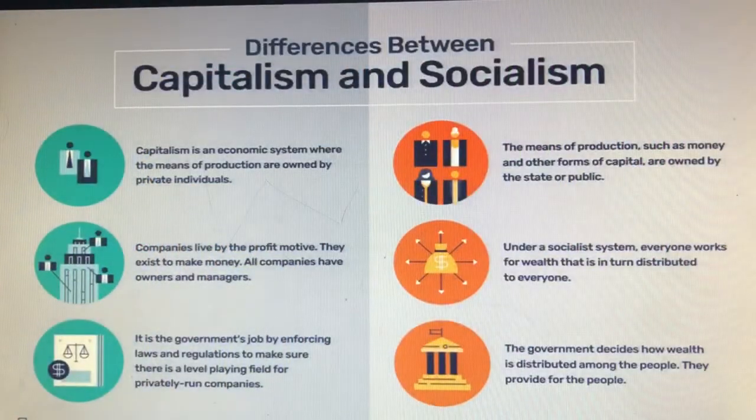As normal, when studying this play, it's always a good idea to look at whether a character is capitalist or socialist. If you're unsure what those two words mean, please pause the video now and take a look at some of the bullet points on the board.